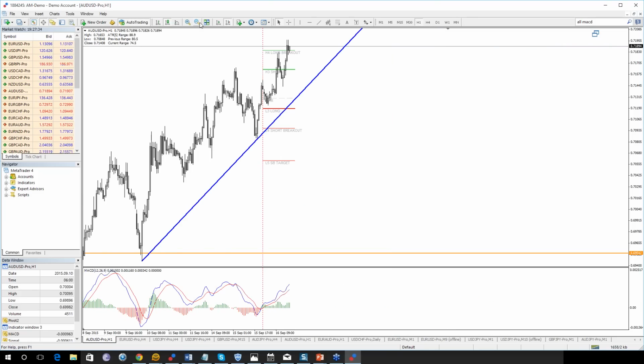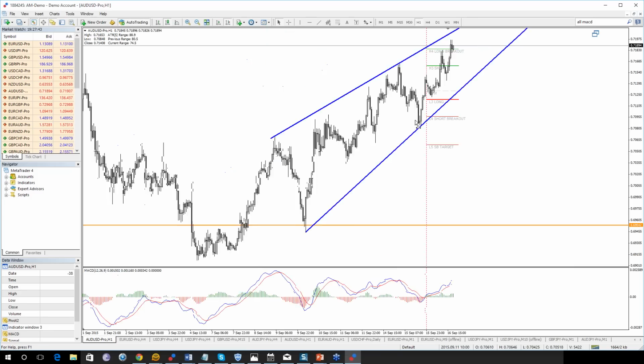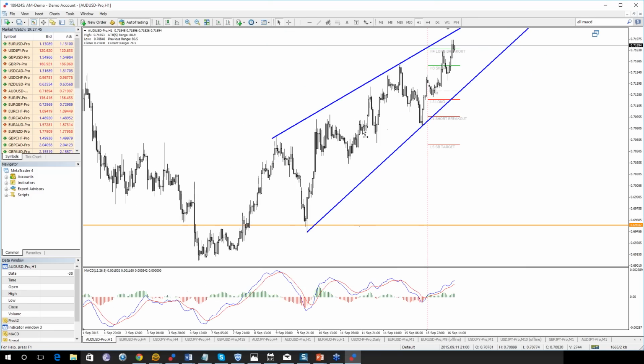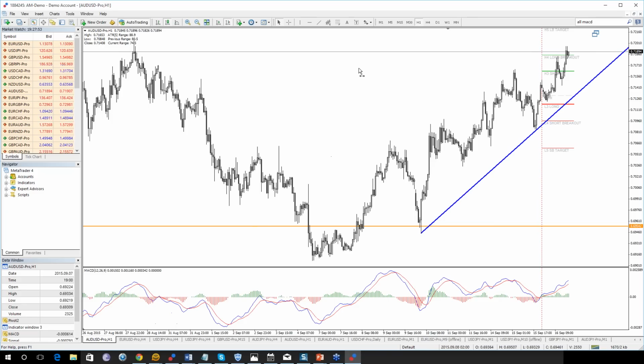Here, it's not exactly a wedge. Let's not confuse our students. Now it's too steep at this point. It's very, very steep. But for the sake of the webinar, we are talking about trend lines, and we will be showing trend lines and channels only.